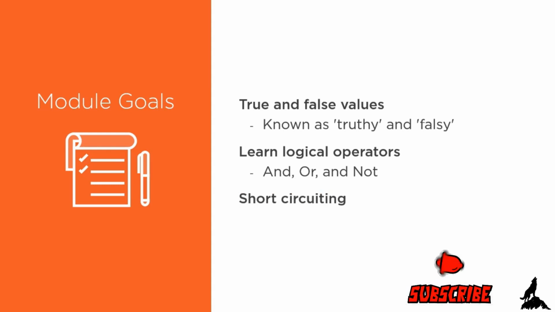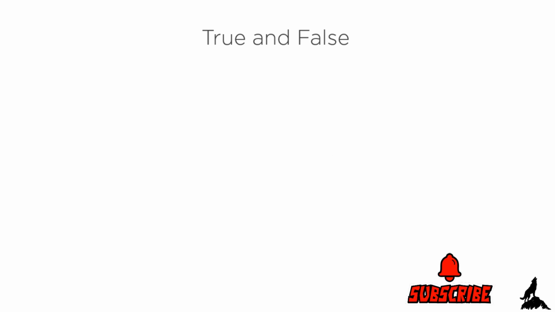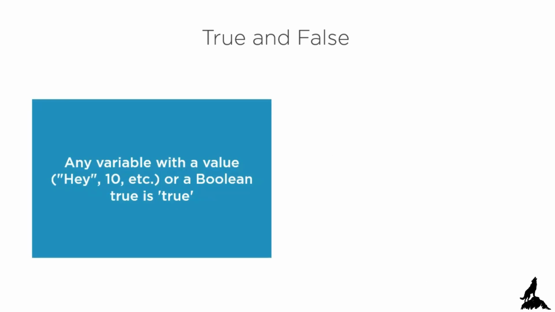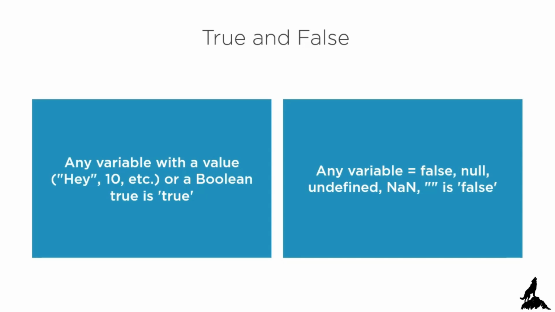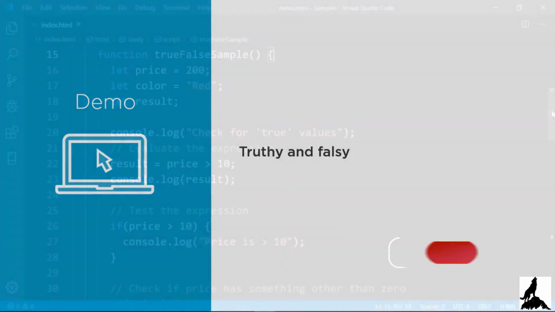Let's get started. In JavaScript, any variable with a value, such as a string that has characters in it, a numeric that is non-zero, or a Boolean true, is considered true, and you can use it in an if statement like that. Any variable that is a Boolean false, null, undefined, not a number, or an empty string is considered false. So let's take a look at an example of how this truthy and falsy works.